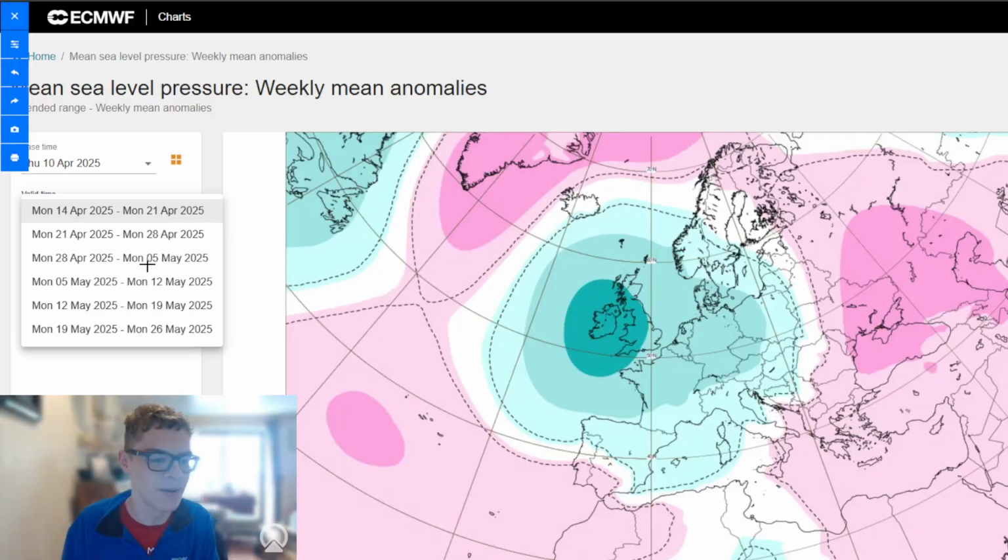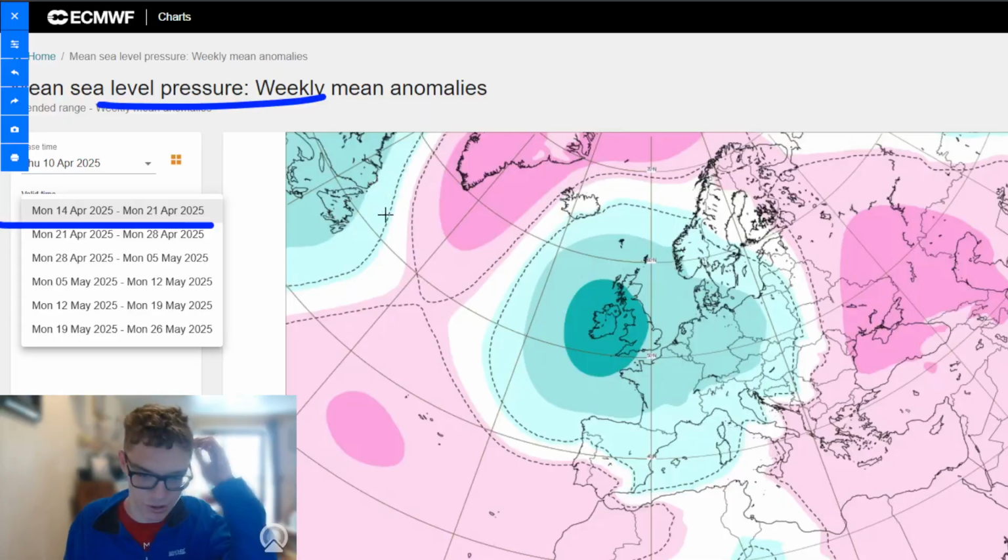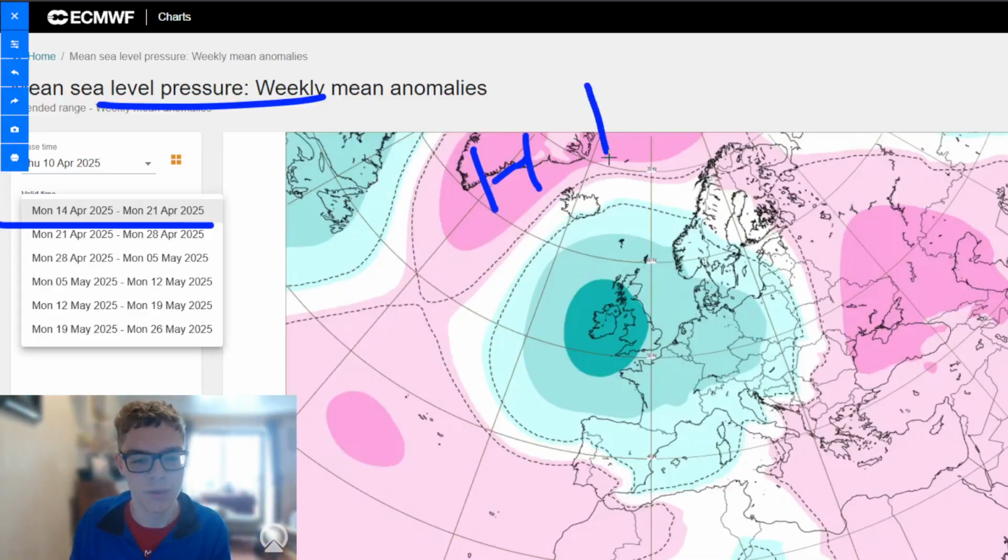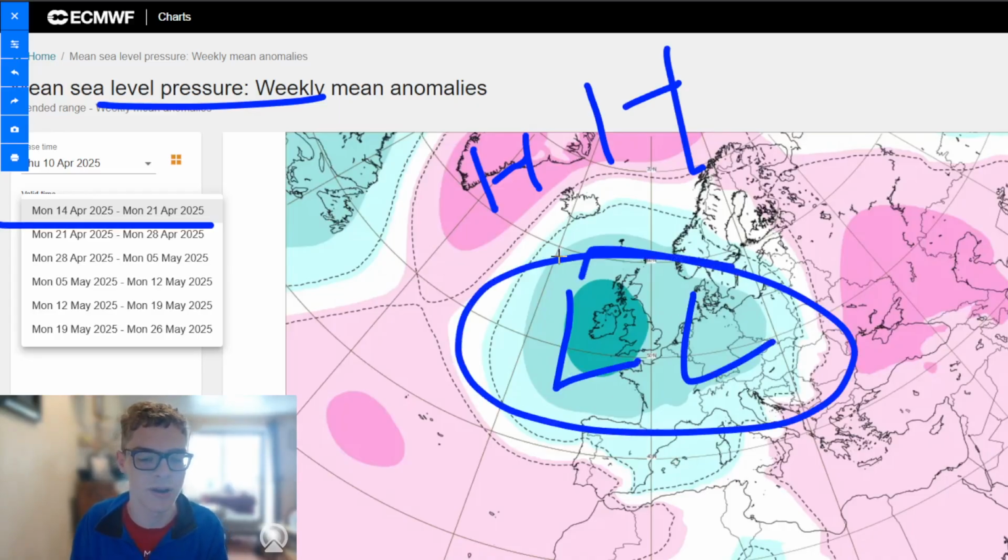Anyway, so we'll start off then. It is going to turn slightly more unsettled. This is week 1, the 14th to the 21st of April, with the mean sea level pressure anomalies. We have high pressure blocking away to the north. We have a trough of low pressure sat over and just to the west of the country, keeping us quite unsettled, but still quite mild, with winds in from the west or southwest.